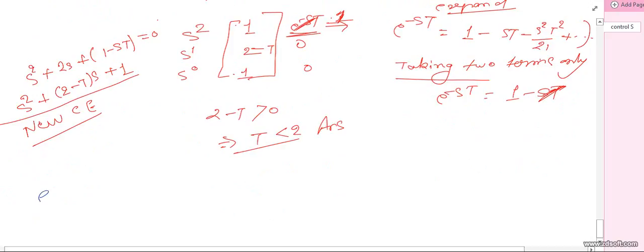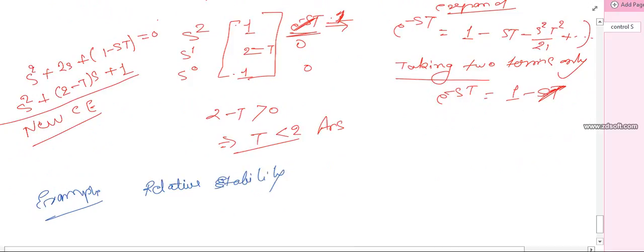Okay, now next example, a quick example, very small one. Here a bit of relative stability. I'm not going into detail, but just with the help of Routh, just a bit. This is a question sometimes asked in GATE exams.